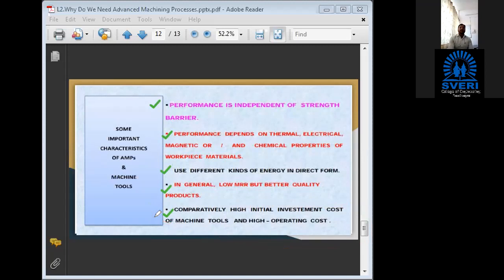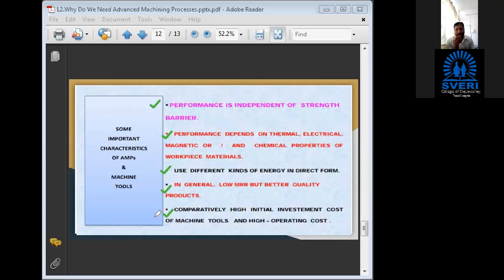Whatever the investment is, for example, if you want a good conventional lathe machine, it can be bought for about 10 lakh rupees or so. Within 10 lakh rupees you can buy a conventional lathe machine. But if you go to buy a simple electrochemical machining setup, then it will cost not less than 20,000. Sorry, 20 lakh.